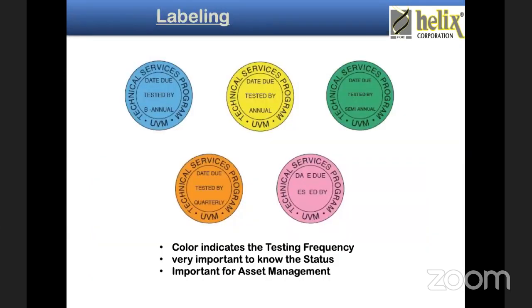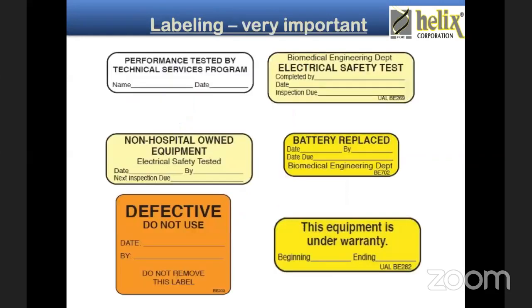Labeling is very important. All medical equipment is labeled at the back. You see half-yearly maintenance, annual maintenance, quarterly maintenance. Everything is color coded. So biannual is blue, annual is yellow. Semi-annual, very important. It should be checked once in 6 months. These labels go at the back of all ventilators, apart from the asset number.